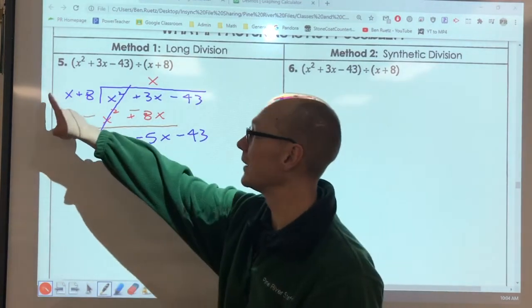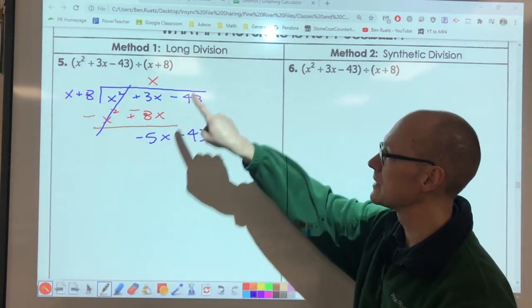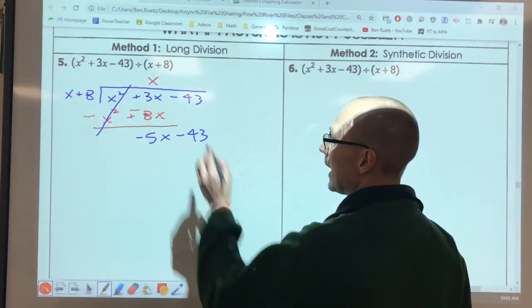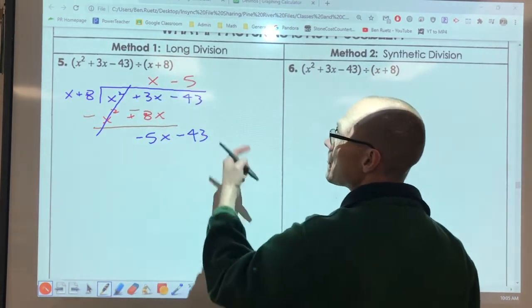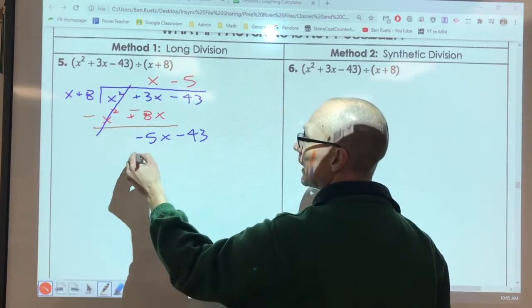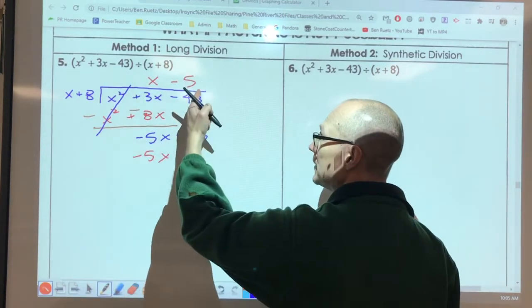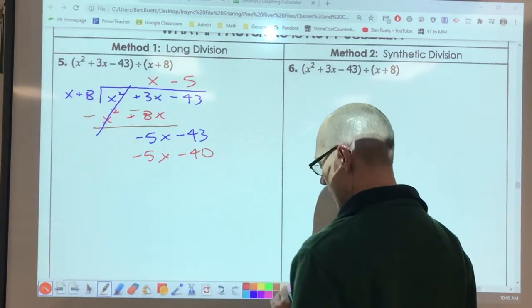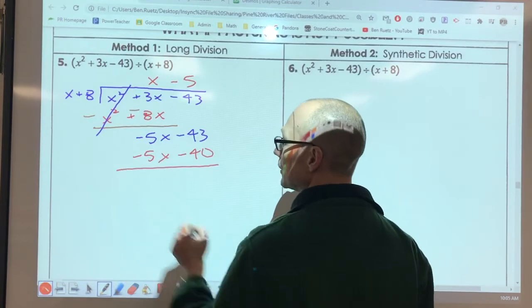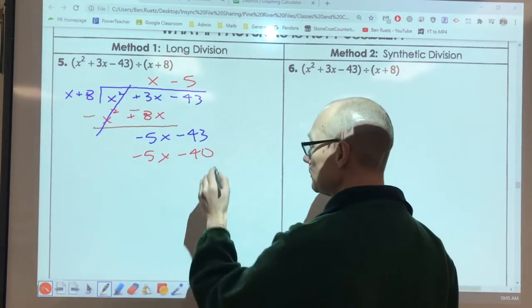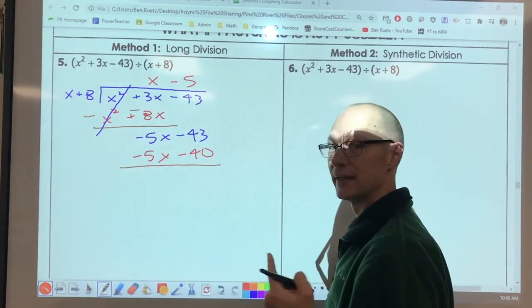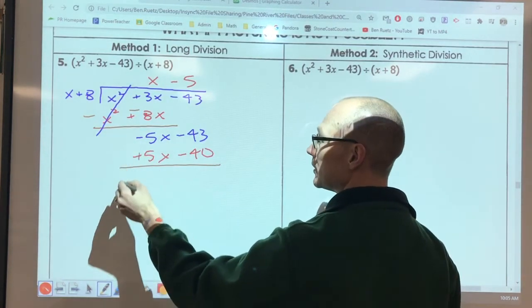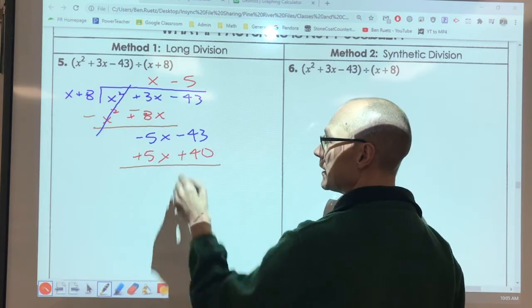I look at the x and this leading part right here, and I ask myself, what times x gives me a negative 5x? And that is a negative 5. A negative 5 times x is a negative 5x. A negative 5 times an 8 is a negative 40. And then I again subtract. And when I subtract, that means I sometimes have to add the opposite. The minus right here becomes a plus. The minus right here becomes a plus.